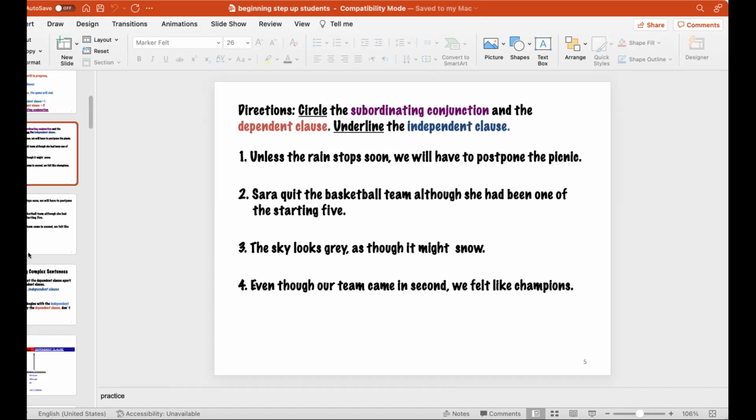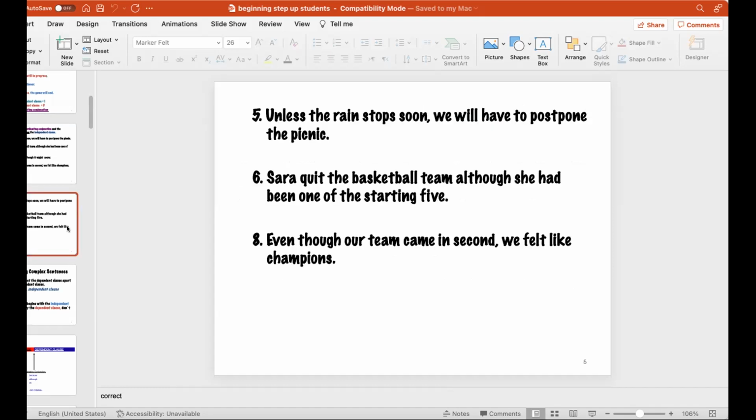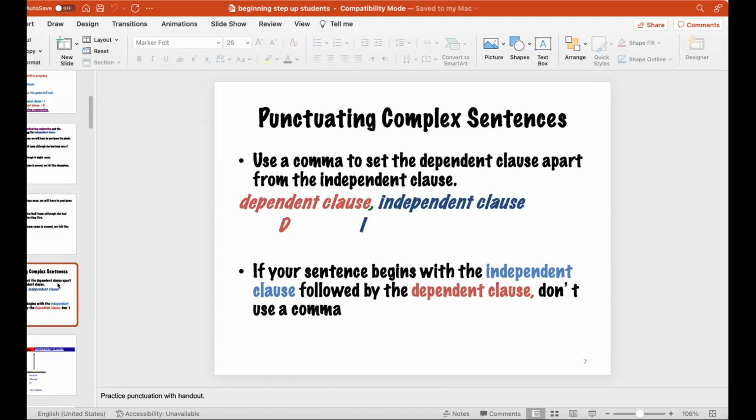So let's see what's after this. And this is just a simple thing. If you have your dependent clause first, you put a comma after it before the independent. And if you start with the independent, you don't use a comma.